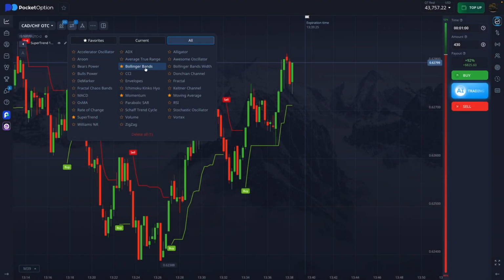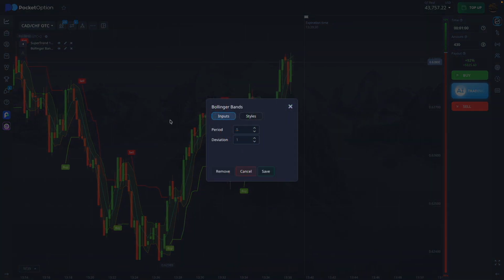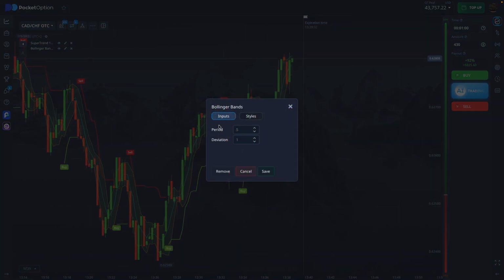The second indicator that I will need today is called Bollinger Bands. I add this indicator to the chart and then go to settings. And here I set the period to 20 and the deviation value to 2.